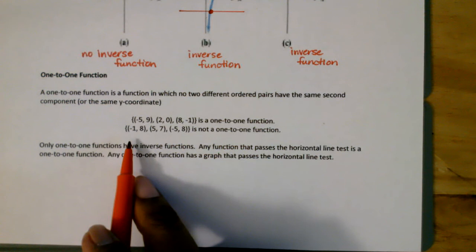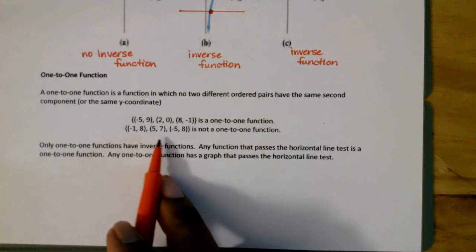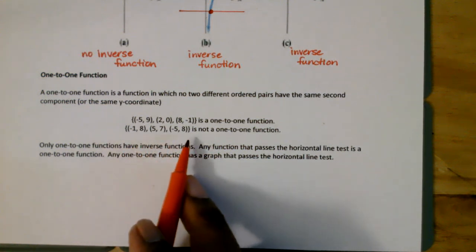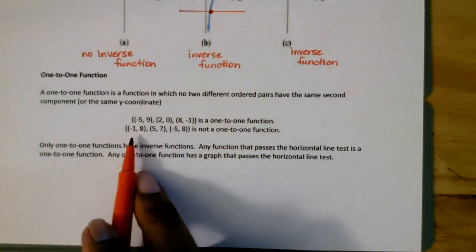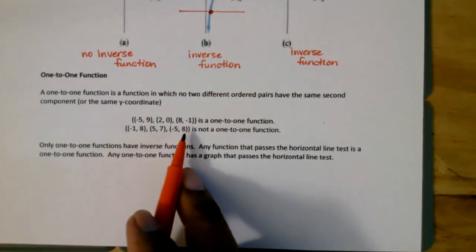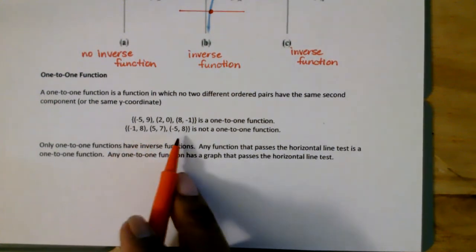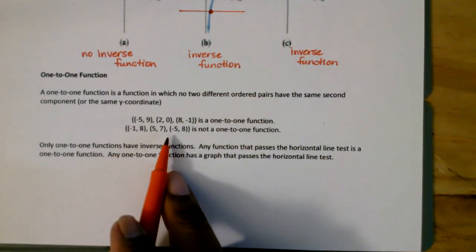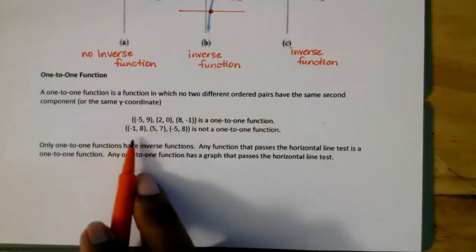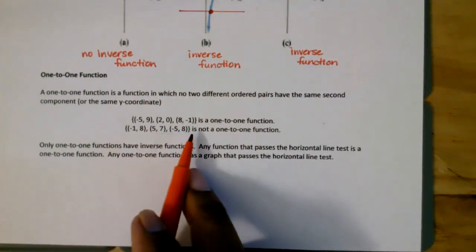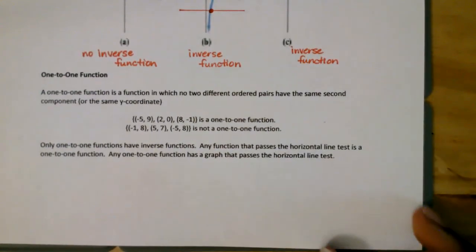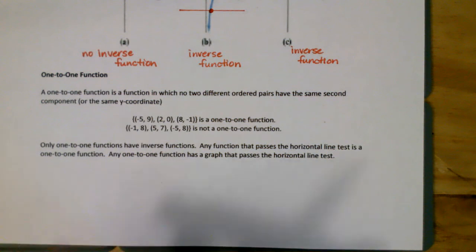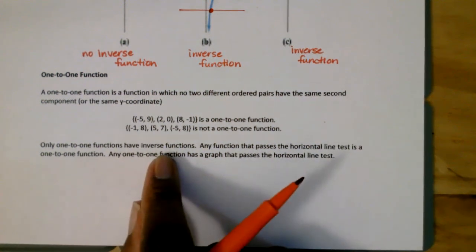On the other hand, (-1, 8), (5, 7), and (-5, 8), that's not a one-to-one function because notice you got the y coordinate repeating for 8, because 8 is with -1 and 8 is with -5. So here your second component, or the y coordinates, repeat. That's not a one-to-one function, okay? And only one-to-one functions, as I mentioned, have inverse functions.